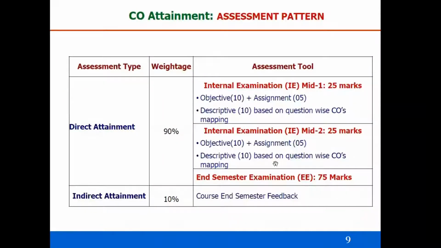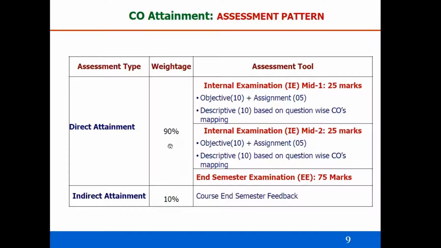Okay, now let us come to CO attainment. First, we have to consider the assessment pattern. As per the process we discussed, there are 2 methodologies: one is direct attainment and the second one is indirect attainment. Direct attainment consists of internal examination marks and end examination or university final marks, whereas indirect attainment is based on the feedback taken at the end of every semester or every year, which we call course end semester feedback. Here one sample weightage is considered for direct attainment and indirect attainment.